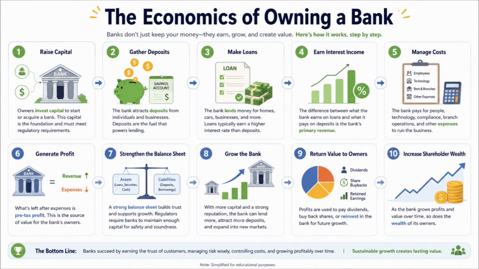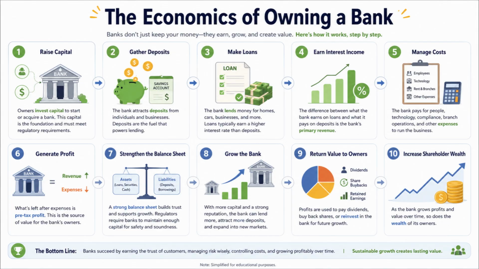At the same time, the bank must strengthen its balance sheet. A bank's assets include loans, securities, and cash. Its liabilities include deposits and borrowings. A strong balance sheet builds confidence among customers, investors, and regulators. If a bank takes too many risky loans or does not keep enough capital, it can face serious financial problems. Then, once the bank becomes stable, it can focus on growth. Growth may come from opening new branches, improving digital services, attracting more deposits, giving more loans, entering new markets, or buying smaller banks. But growth must be controlled carefully because faster growth can also bring higher risk.